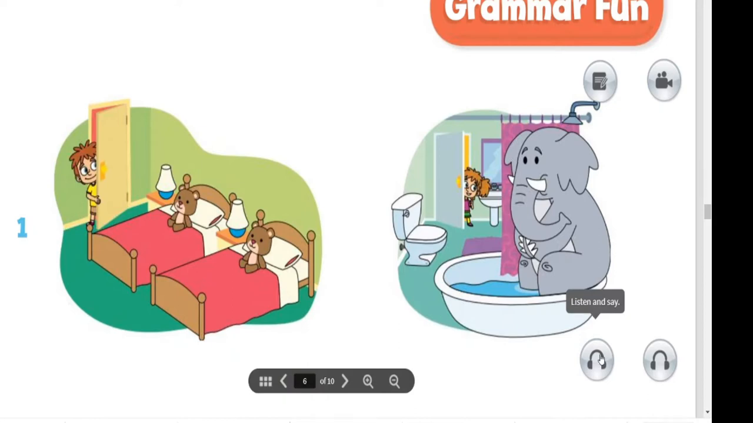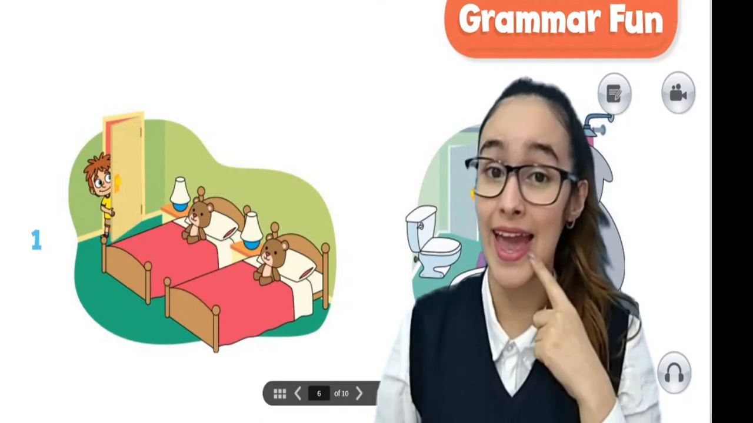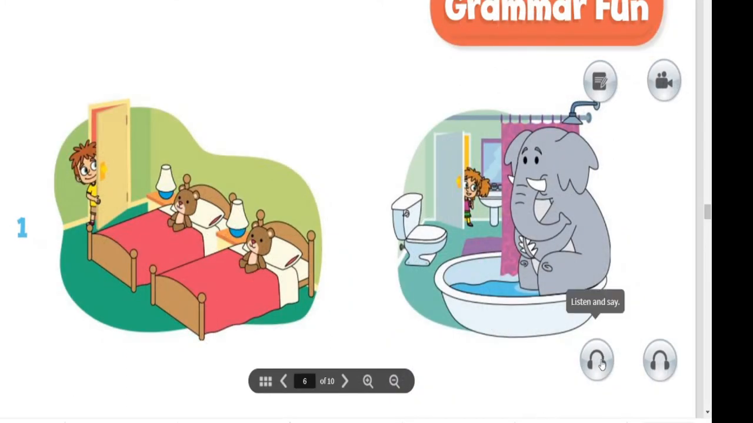So, let's listen and say. We have to listen and say. Unit 3, at home. Lesson 6, page 27. Listen and say. How many beds are there? There are two beds. How many elephants are there? There is one elephant. Good. So, number one, how many beds are there? One, two. And how many bears? One, two. There are two bears.